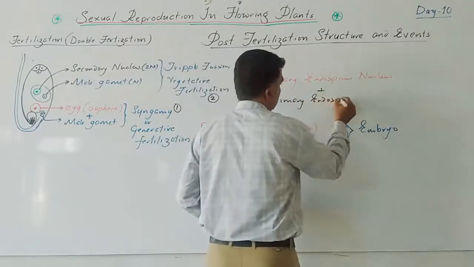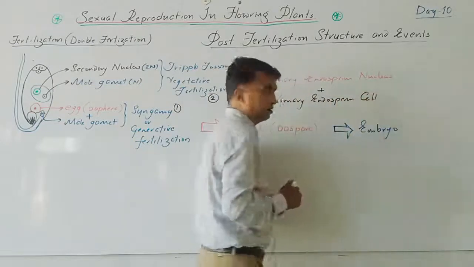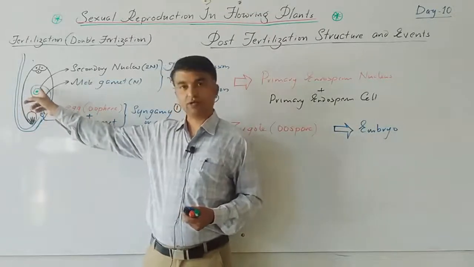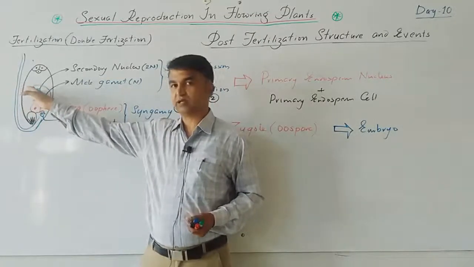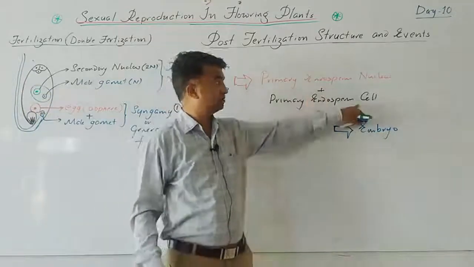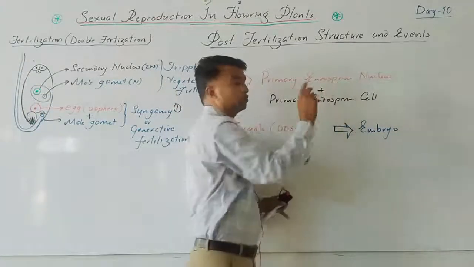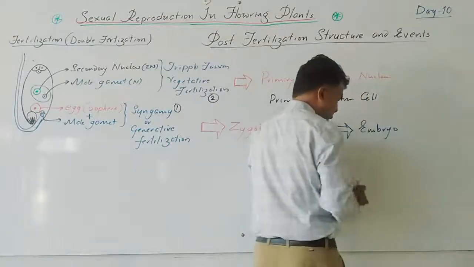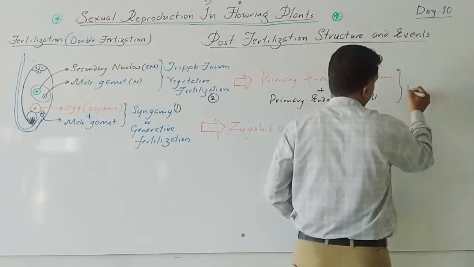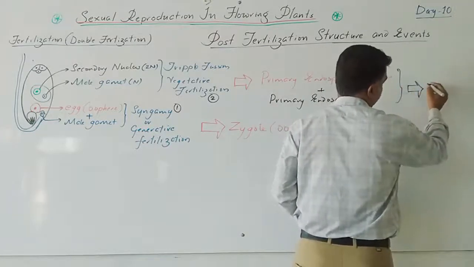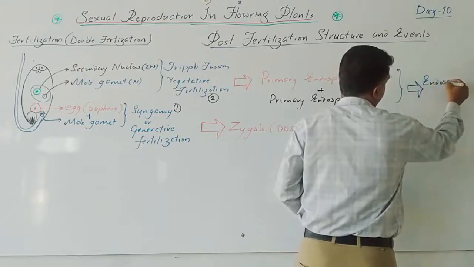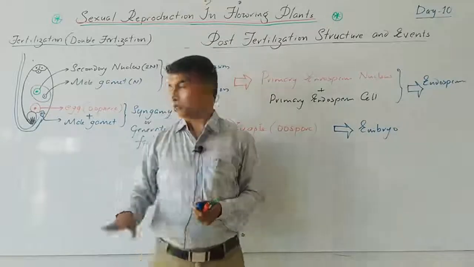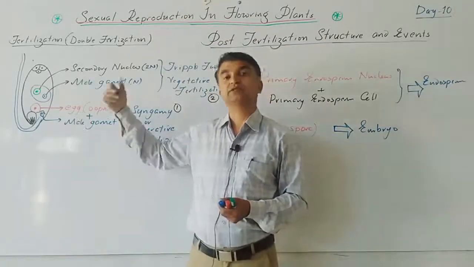The primary endosperm nucleus is present inside the primary endosperm cell. This is the central cell, which contains the polar nuclei, where triple fusion takes place in that cell only. This complete structure, the primary endosperm cell with its nucleus, develops into endosperm. So these are the two structures produced inside the embryo sac.